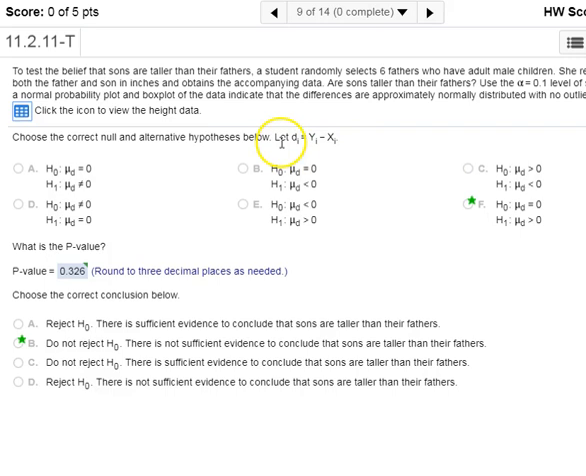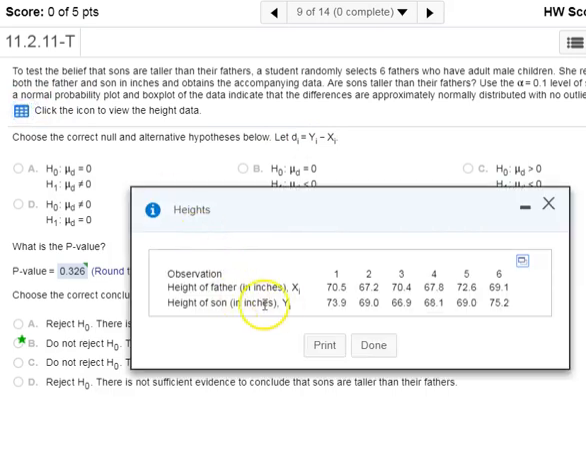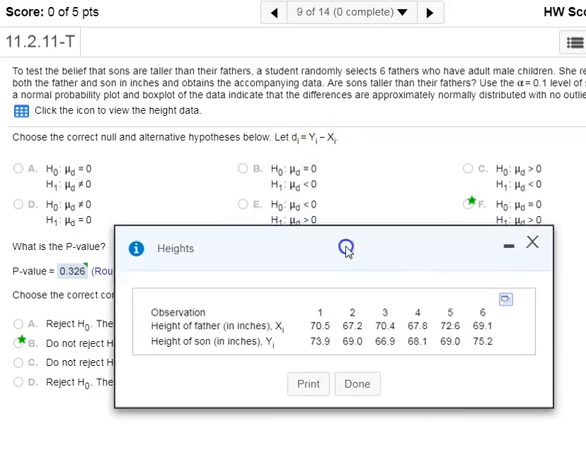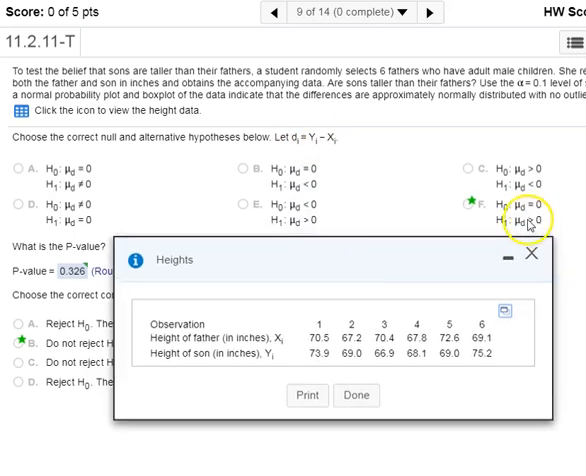Our alternative, and it tells us here how to do our measurement, would be the son's height, which if you click here, you can again verify that the sons are the y and the fathers are the x's. So the son minus the father is the difference we're looking at. And so if we're testing if the sons are taller than the fathers, this subtraction here should be positive. And so that's why we have a greater than 0 for our alternative hypothesis.